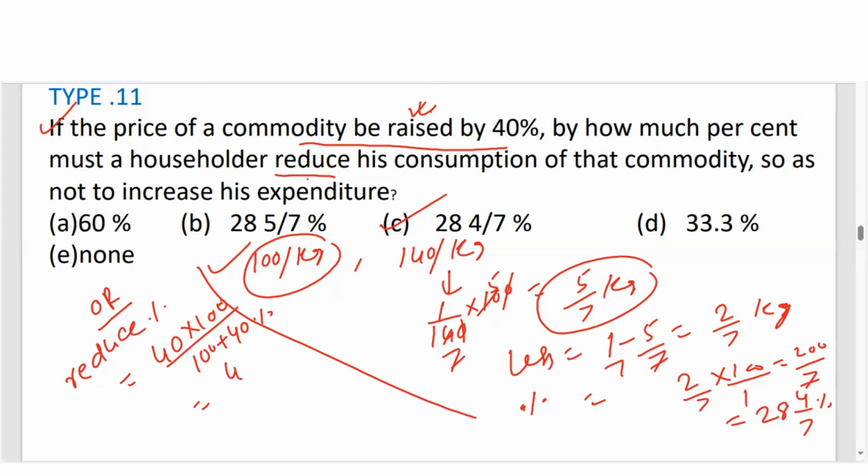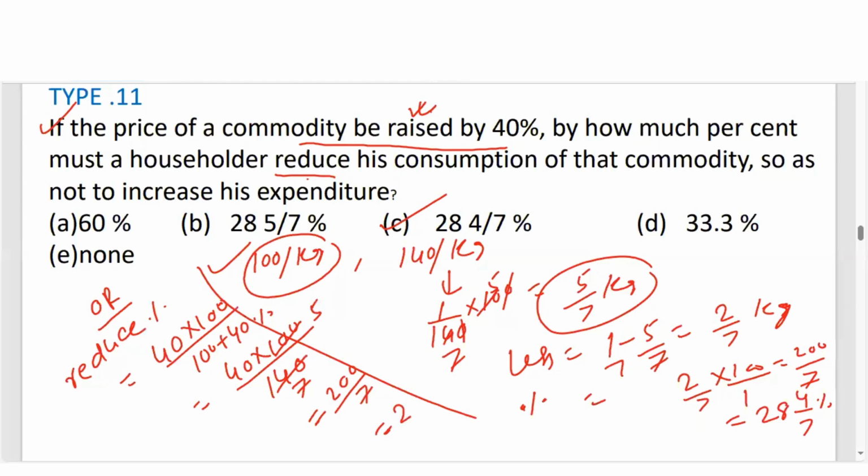So directly we can write 40 into 100 divided by 140. Now 25 and 27 cancel, so we can write here 40 into 5, which is what? 200 by 7. Same result we got, 200 by 7. But here we got it in only one line. So 200 by 7 is what?